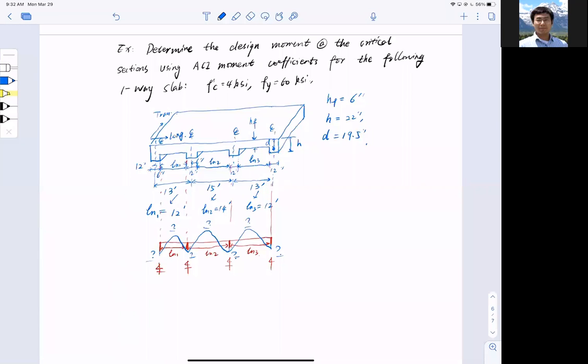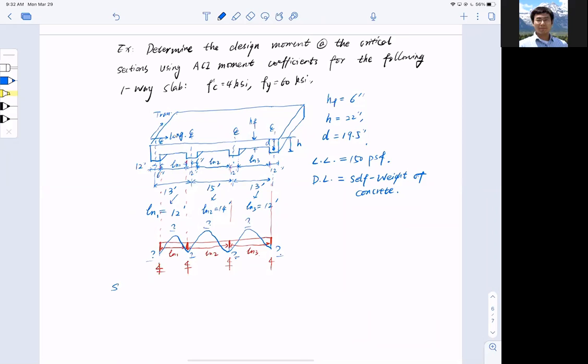Okay, let's try to solve it step by step. But before I go on, let me add one more piece of information. The live load is known and is given, that is 150 pounds per square foot. And the dead load is the self weight. Let me write it clearly so it doesn't get confusing: self weight of concrete, of course. Okay, all right, so these are all the information we need.